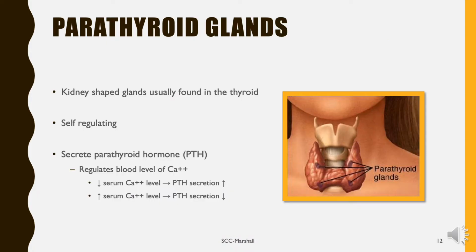Okay, so like I just mentioned, the parathyroid glands are those kidney-shaped glands usually found in the thyroid or just behind it. They are self-regulating. Now, this is still a type of negative feedback.